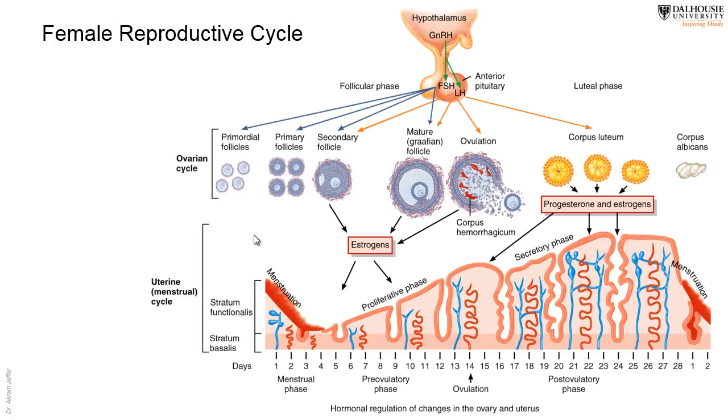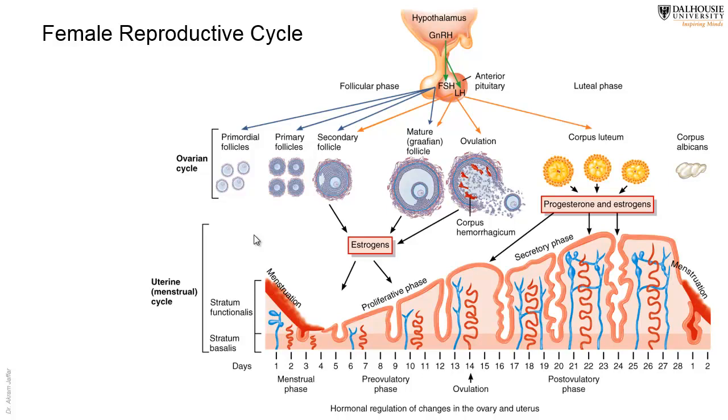The hypothalamus produces gonadotrophin releasing hormone, and this will act on the anterior pituitary to produce follicle stimulating and luteinizing hormones. And the follicle stimulating hormone, as its name indicates, in the female, will stimulate the formation of the follicle here. And then there will be a surge of luteinizing hormone at day 14 of the cycle, where ovulation will take place.